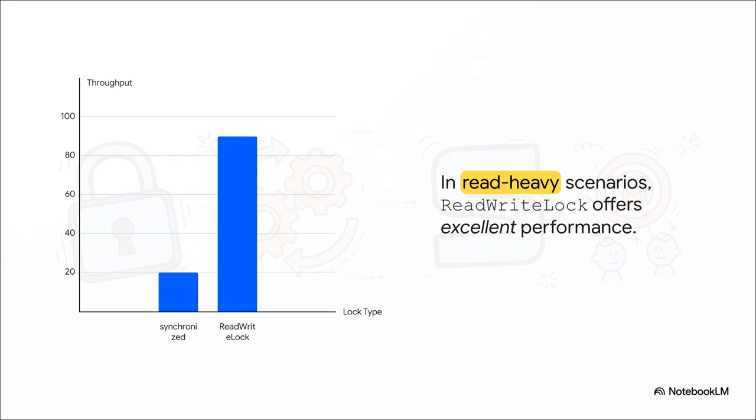In that situation with tons of readers and just a few writers, a normal synchronized lock or even a re-entrant lock forces everyone to stand in a single line. It creates a ton of contention. But a read-write lock, it's like opening up a bunch of express lanes for all the readers. They can all go at the same time, leading to this huge boost in performance.